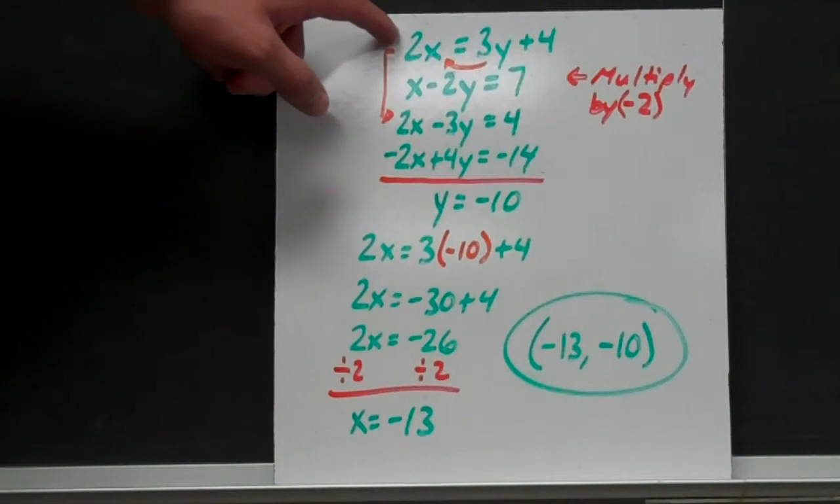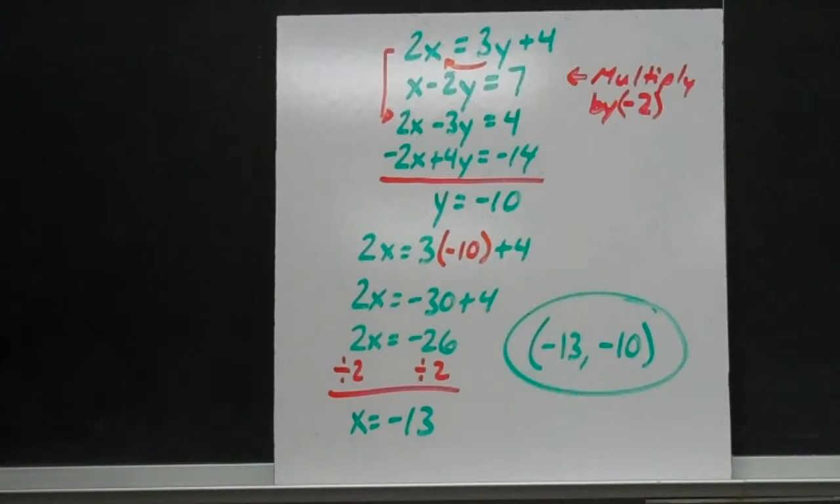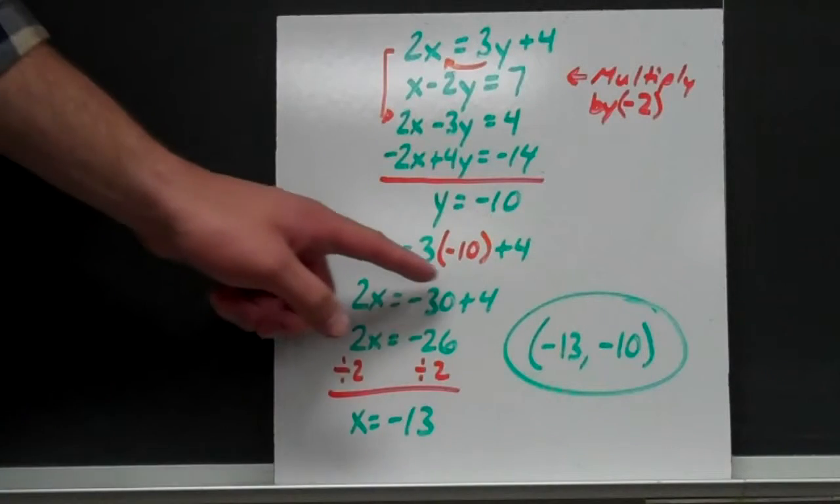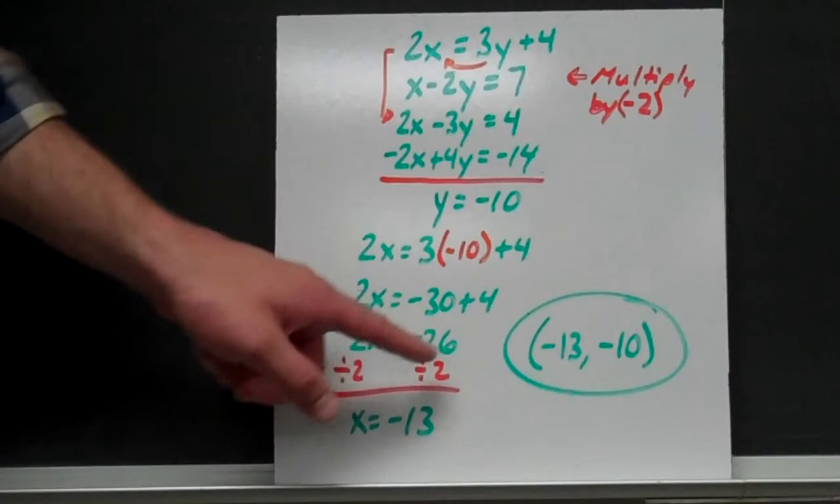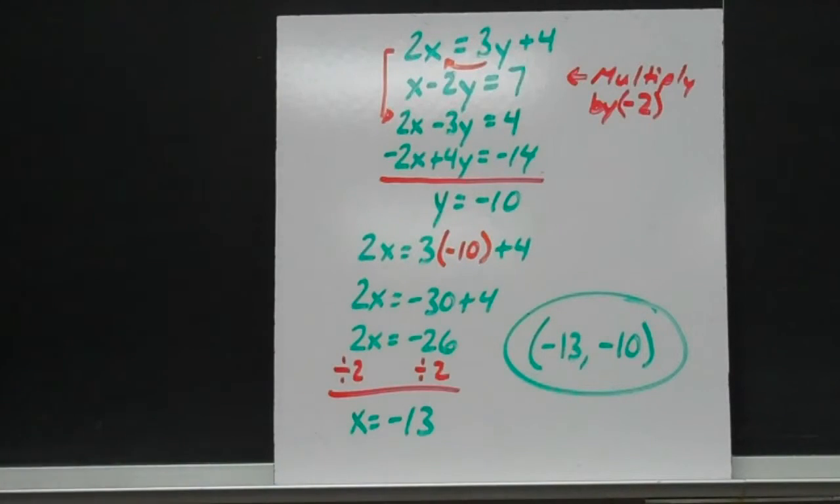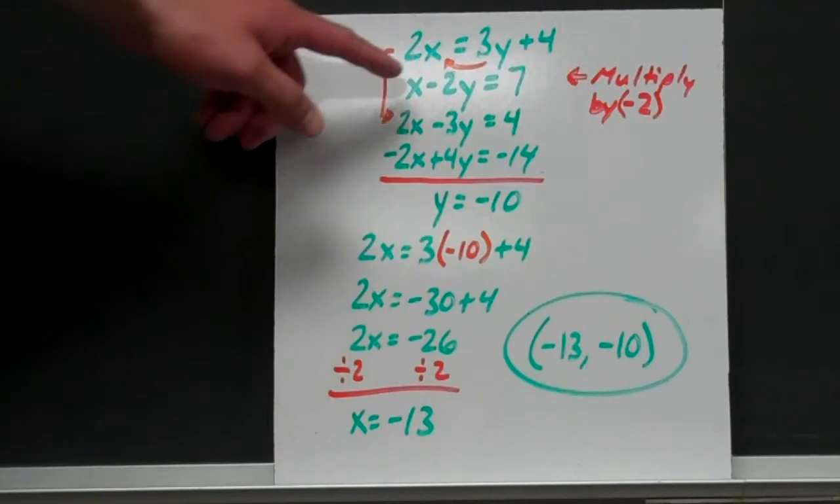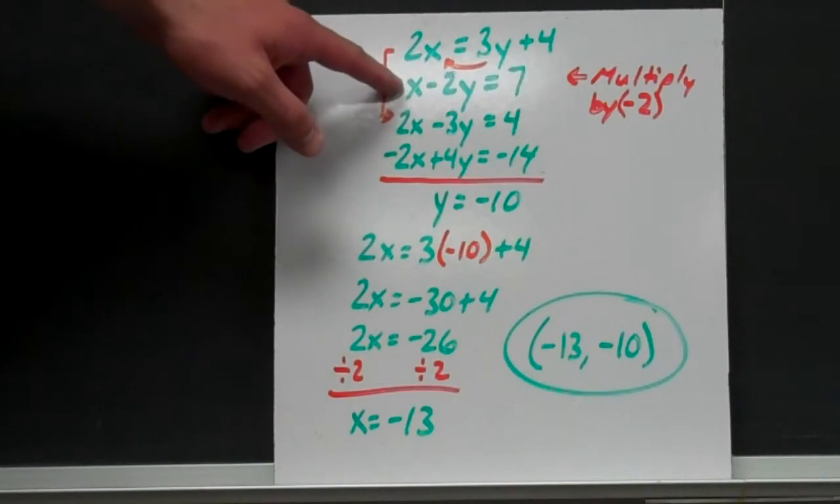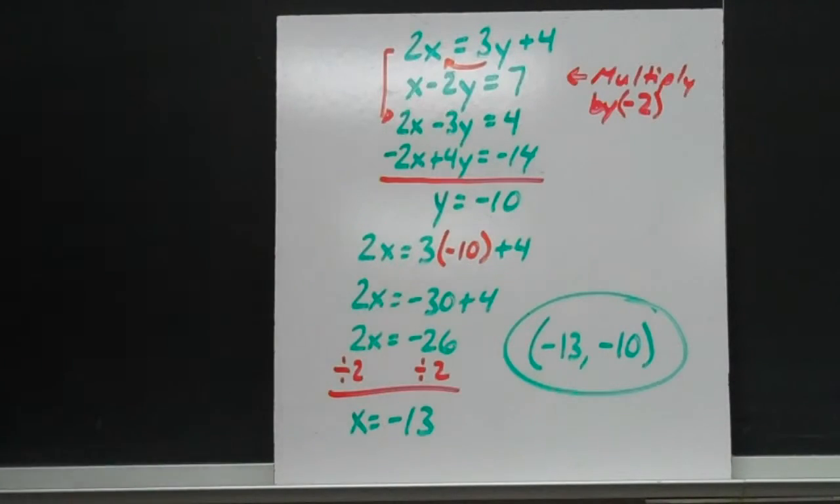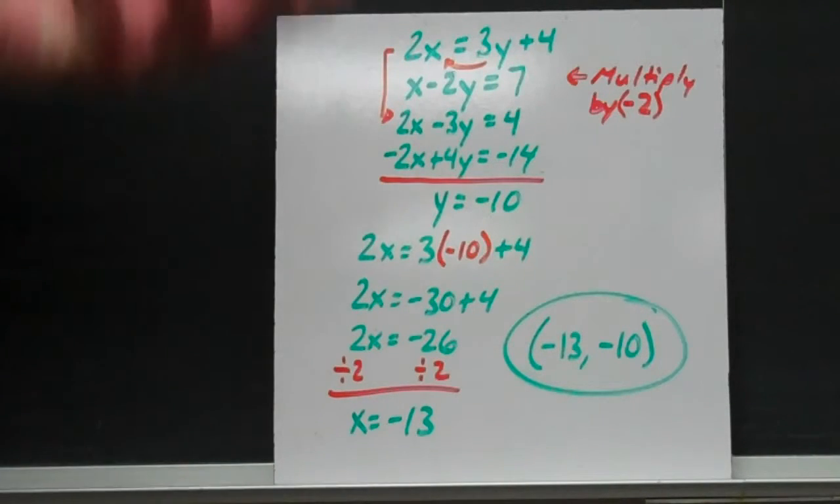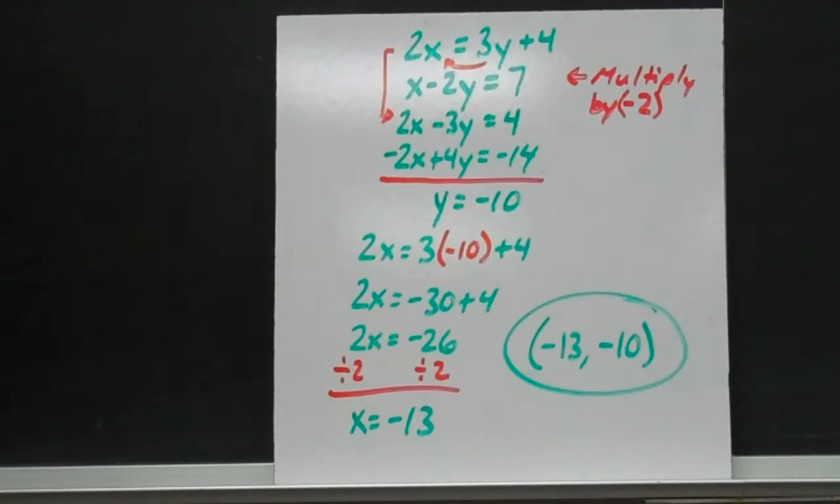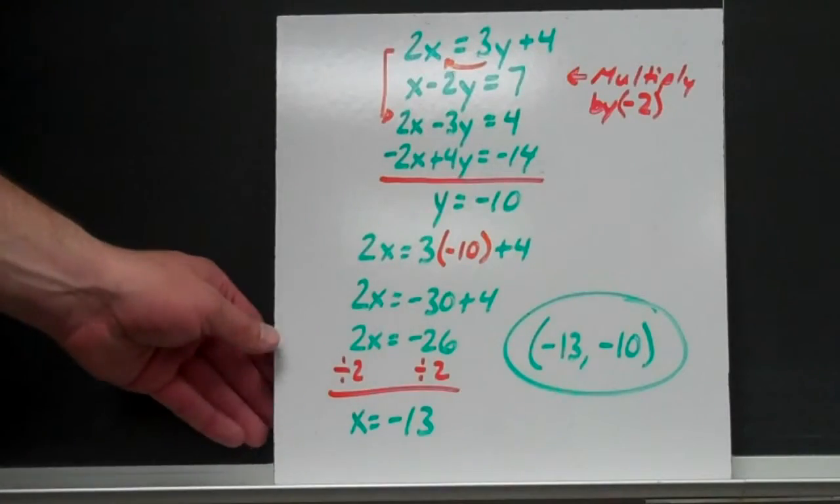So 2x equals 3 times y, 3 times negative 10, plus 4. 3 times negative 10 is negative 30, and negative 30 plus 4 is negative 26. So we have 2x equals negative 26. Divide by 2, and x equals negative 13. So our answer is (negative 13, negative 10), and we can check that in the second equation. Negative 13 minus 2 times negative 10. 2 times negative 10 would be negative 20. Negative 13 minus a negative 20 would be negative 13 plus 20, which is 7.